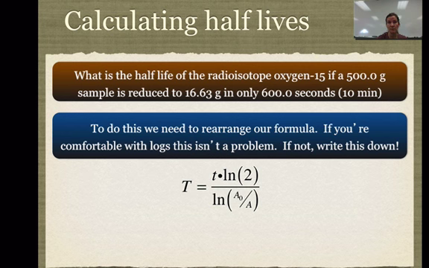Same variables. Big T is your half-life, small t is the amount of time that's gone by. A sub naught is the stuff you started with. A is then what you finished with.